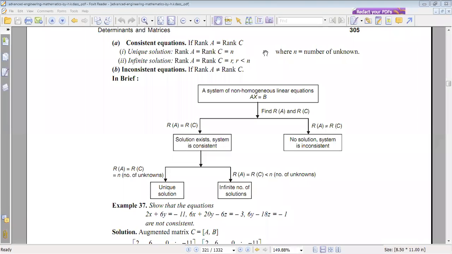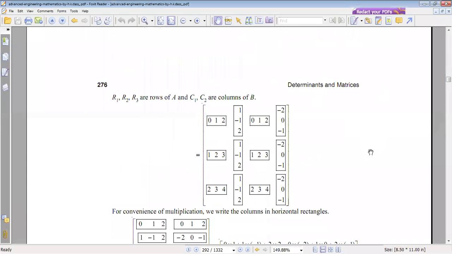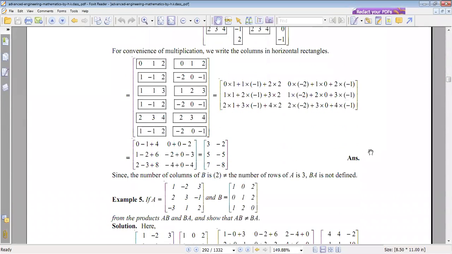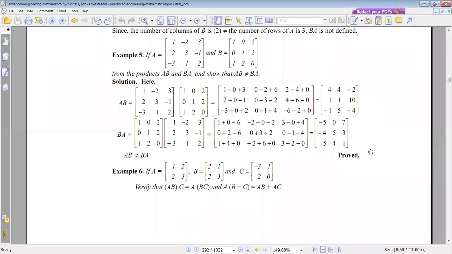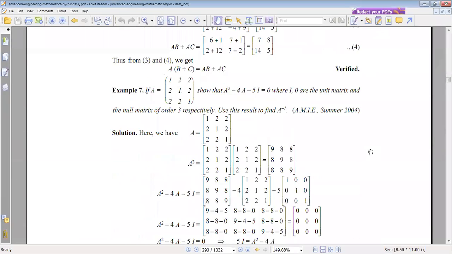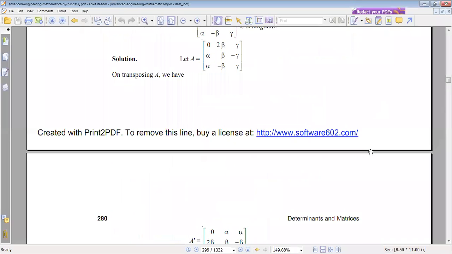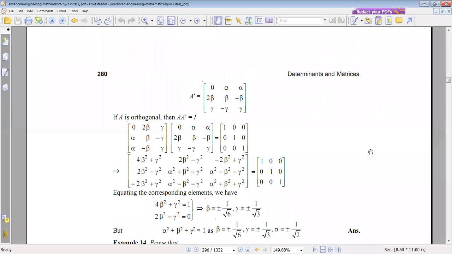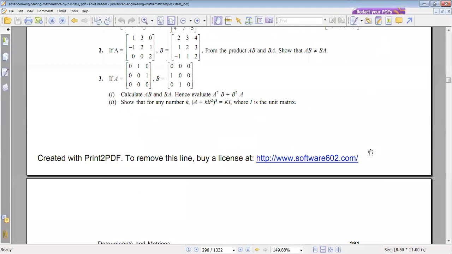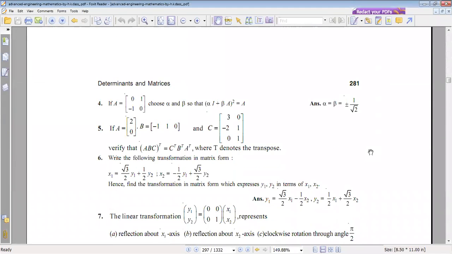Okay, see here. See here, what is a consistent system of equation? So in the last class, I started the consistency of a system of equation. Okay, so what is it? If the rank of the matrix is equal to the rank of the augmented matrix, then we can say that the system is consistent.